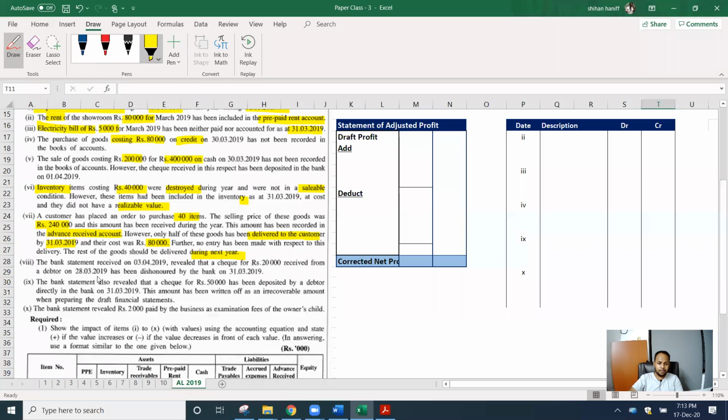Bank statement received on 3rd April revealed that a check for 20,000 received from a debtor on 28th March has been dishonored by the bank on 31st March 2019. So it's a dishonored check. So what's the entry for dishonored check? 20,000.